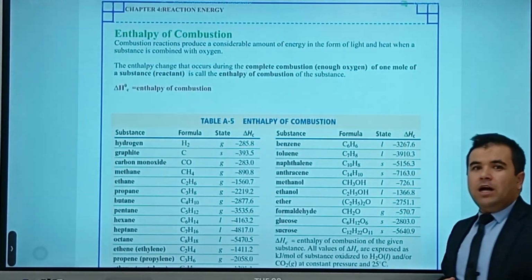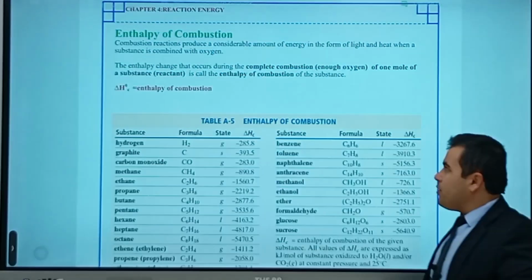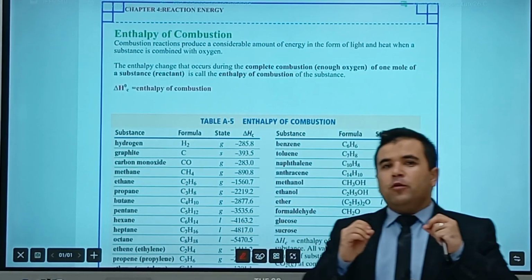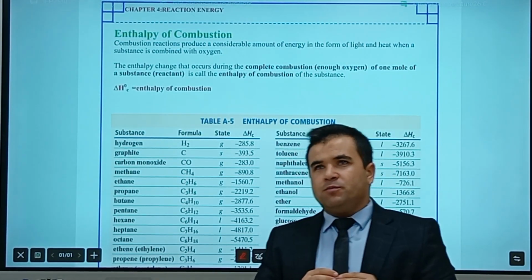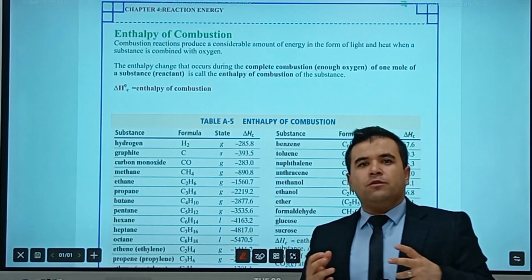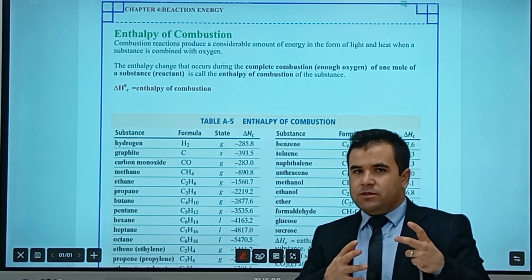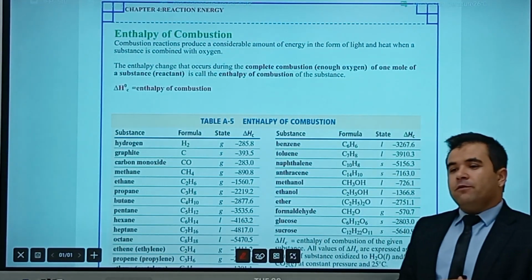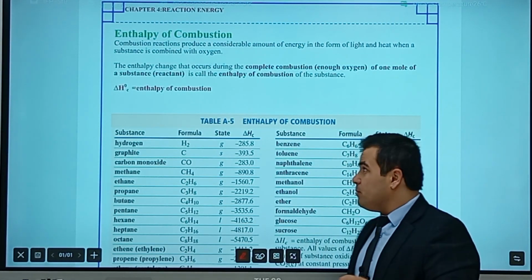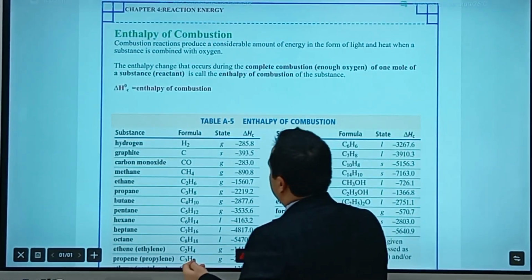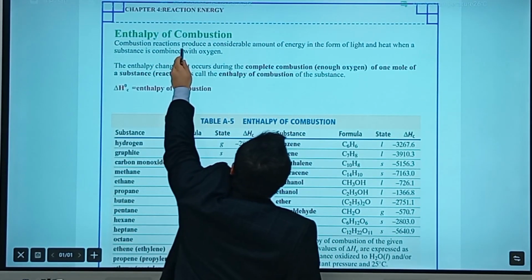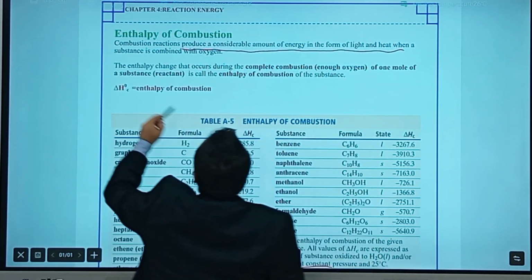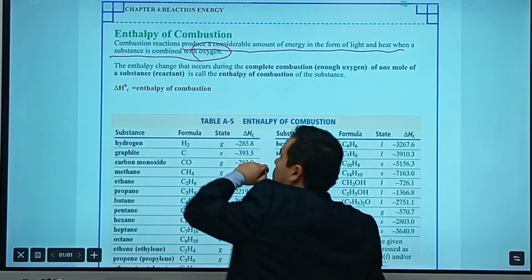Let us talk about the second type of the enthalpy, which is the combustion, enthalpy of combustion. Guys, the enthalpy of formation was used only for compounds. But here, the enthalpy of combustion can be used for both compounds and elements. Any substance can be combusted with oxygen or react with oxygen. As the enthalpy of the formation, enthalpy of combustion has two conditions, but the two conditions is about the reactant, not a product. A combustion reaction produces a considerable amount of energy in the form of light and heat when a substance is combined with oxygen.